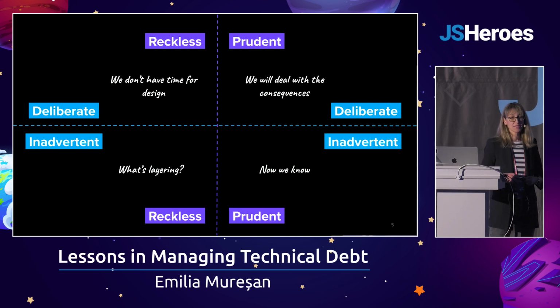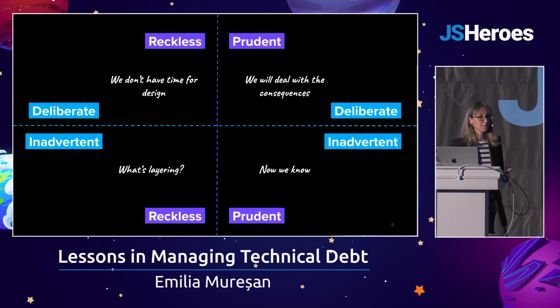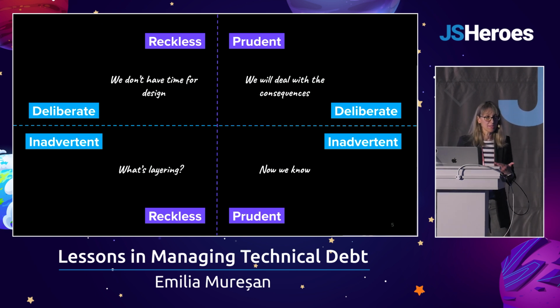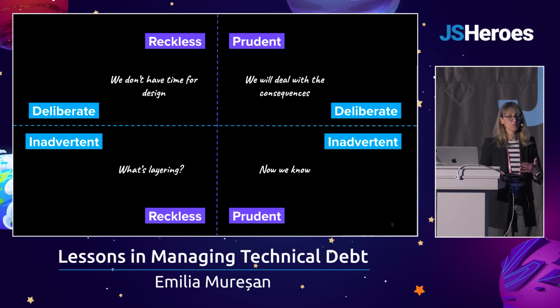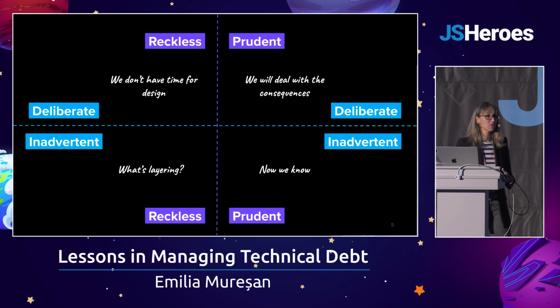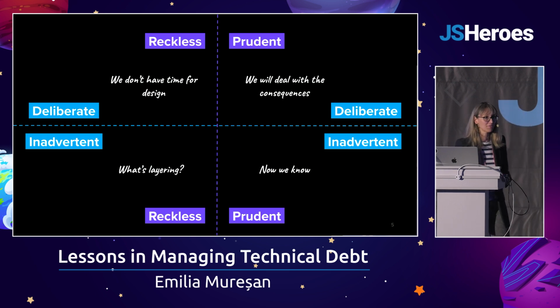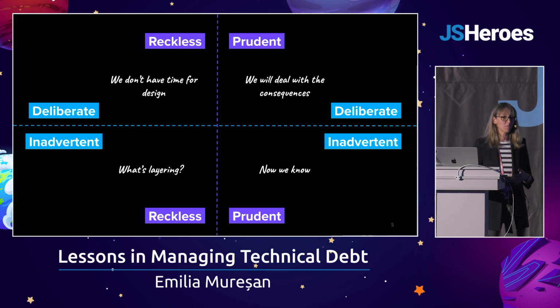And finally, there's prudent and inadvertent, which is an interesting scenario where you come up with a good design at the time, but over the course of months or years, you realize that that wasn't really the best choice, either architecturally or the technical choices weren't really the right ones, and then you say, okay, now we know how we should have done it.